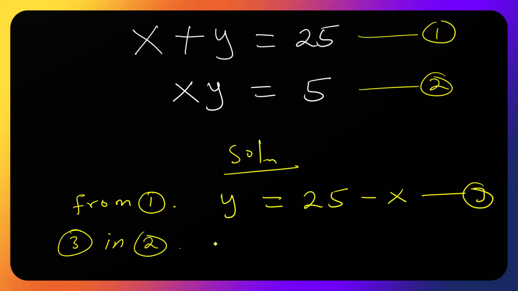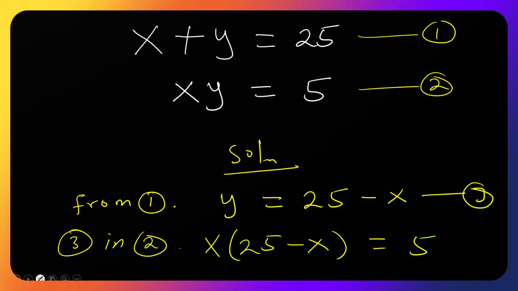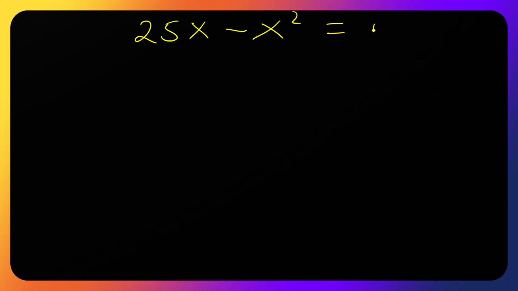So that would be x times y, but y is this, 25 minus x, equals 5. So let's expand this. That will be 25x minus x squared equals 5. All right, so we have this.